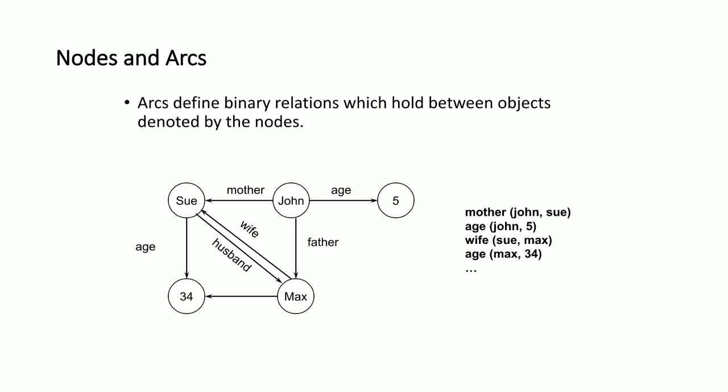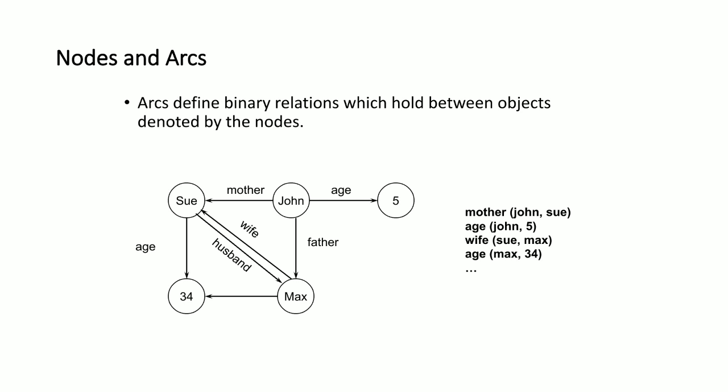Yes, you can see this diagram in which arcs define binary relations that hold between objects denoted by the nodes. So in this example, the knowledge is represented like this: mother(John, Sue). So John's mother is Sue. John's age is 5, right? So wife(Sue, Max), and Max's age is 34, right? So how can this knowledge be represented using nodes and arcs?